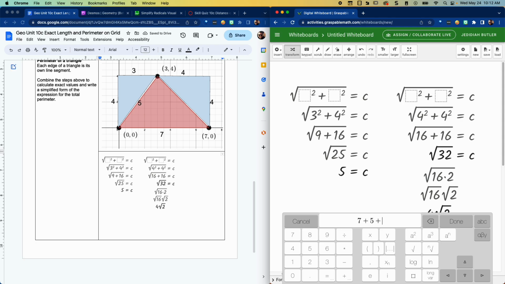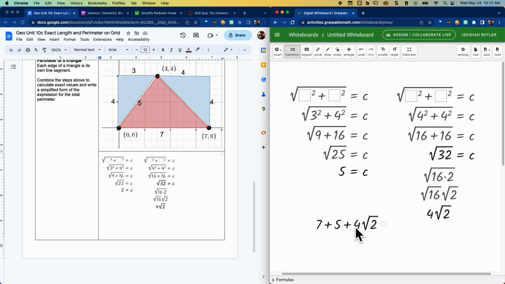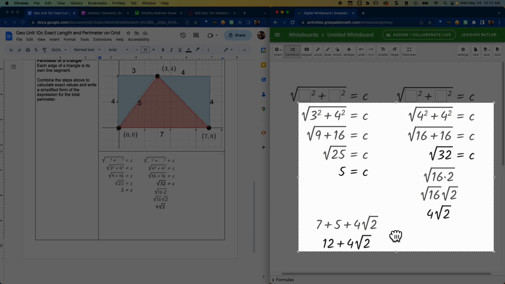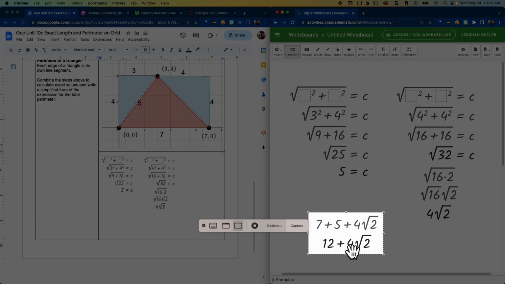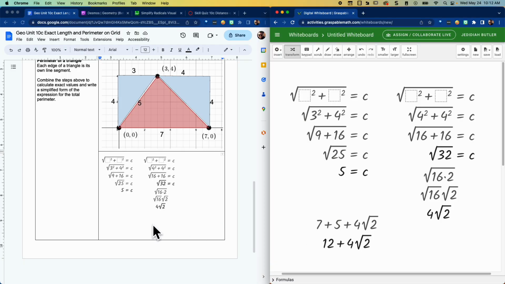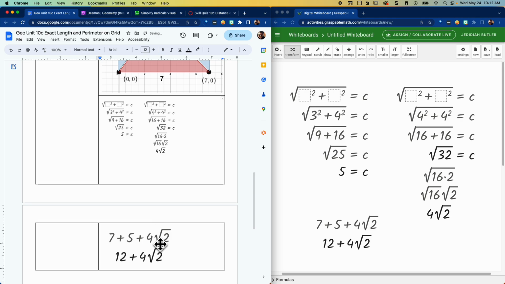I've got to say 7 plus 5 plus 4 times the square root of 2. And I can't combine this 4 with anything. I can reorder it, but I can combine the 5 and 7. And this is my final answer. Can't simplify it any further. I've done all the combining like terms. I've done all the rewriting of the square root into the smallest coefficient and inside piece that I can. And that gives me my final answer.